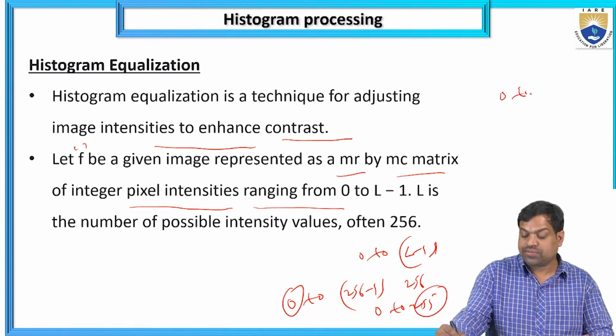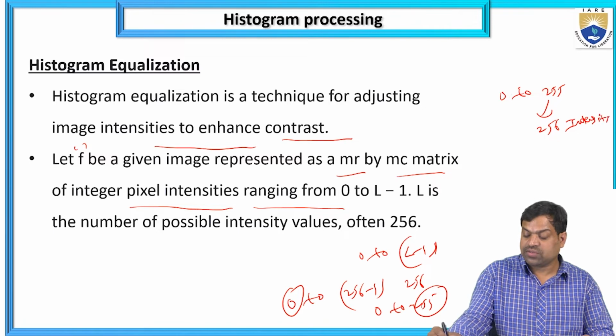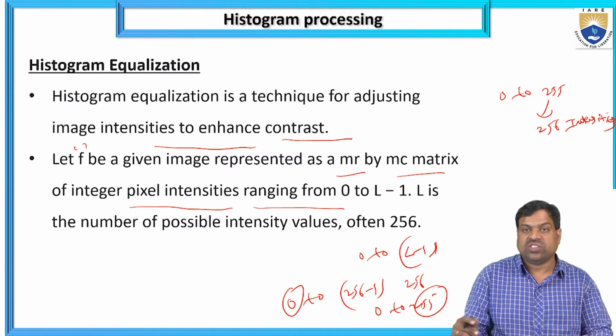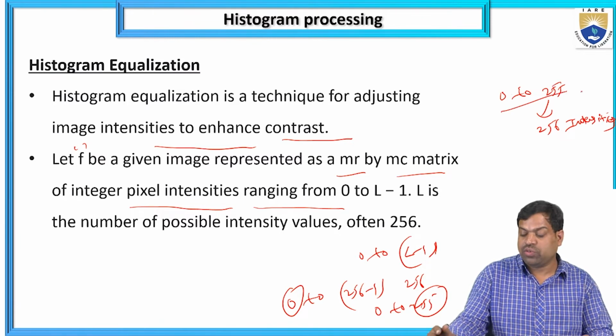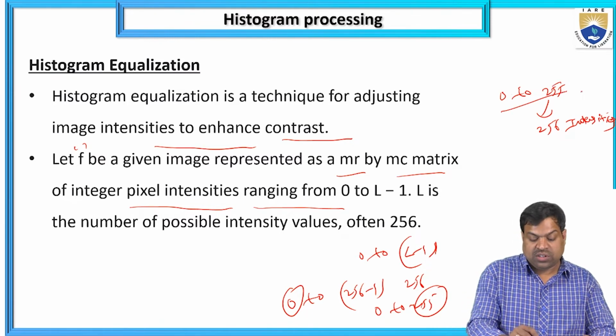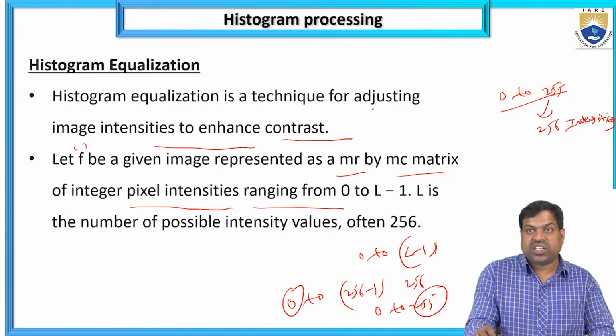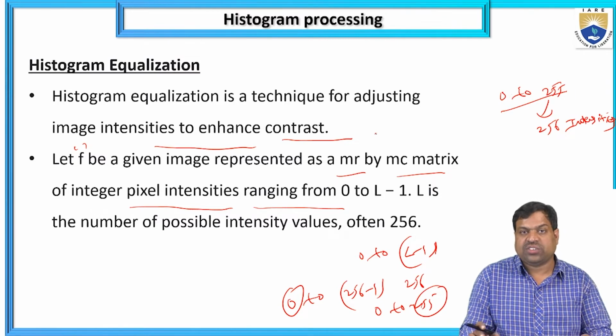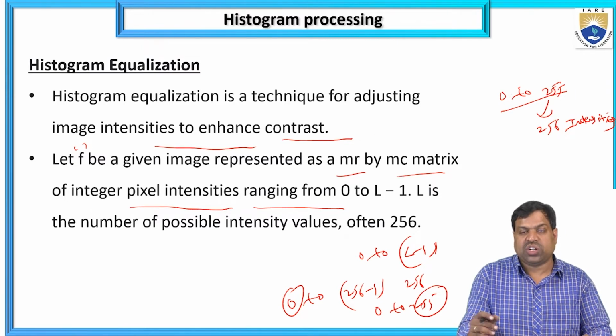0 to 255 means 256 intensities. So total 256 intensities. What is the range? 0 to 255. So it is the equalization technique for adjusting image intensities to enhance the contrast. So whatever the original intensity values are, we have to adjust them.